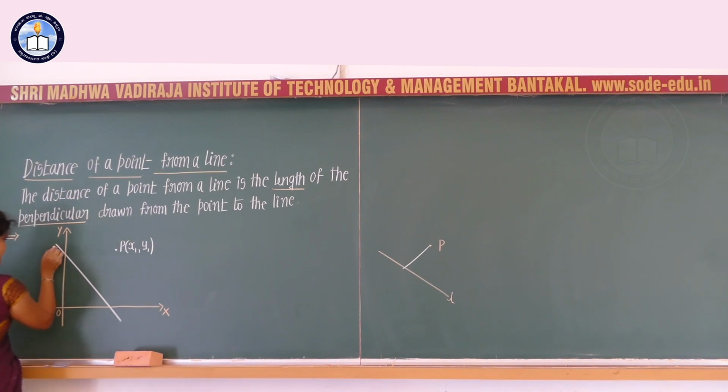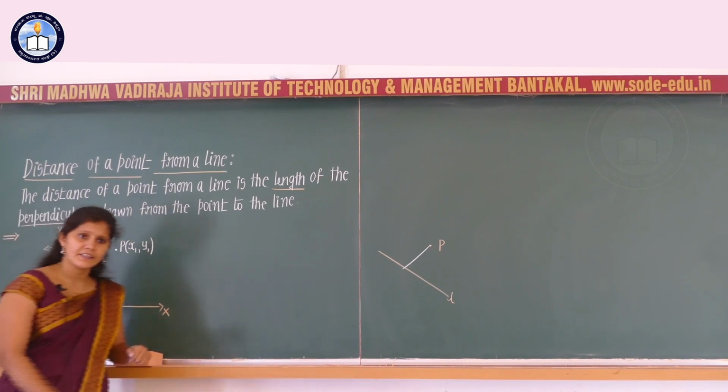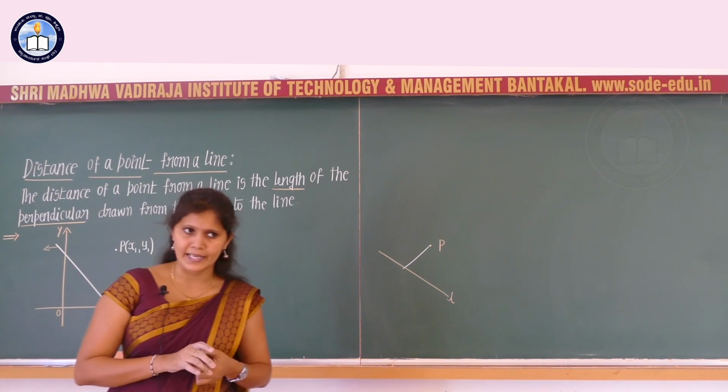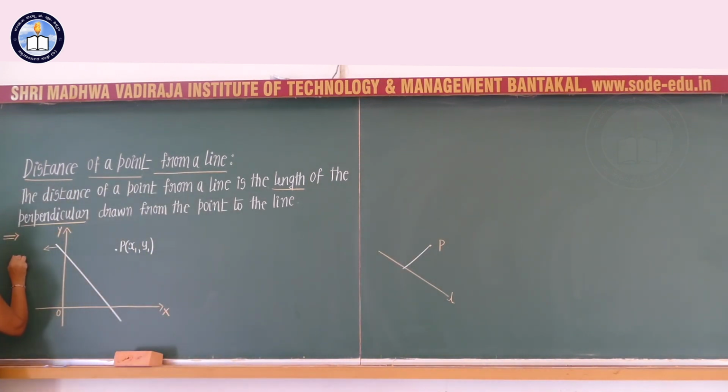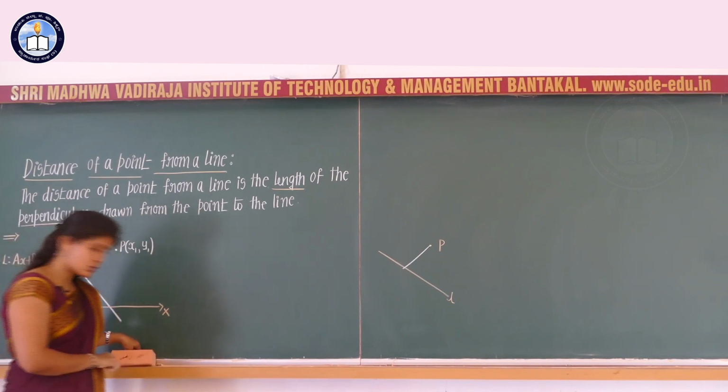Clear? So let's consider the equation of the line L. The line L is given in any form of equation of a line. So here I am considering the equation of the line L in the form of a into x plus b into y plus c equal to 0. So this is nothing but the line L. I will consider this as the equation of the line.